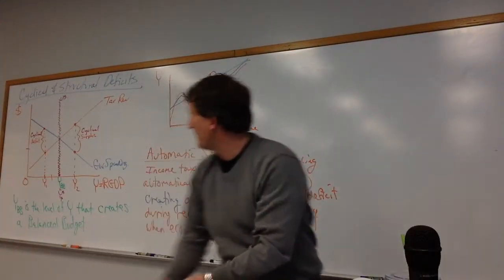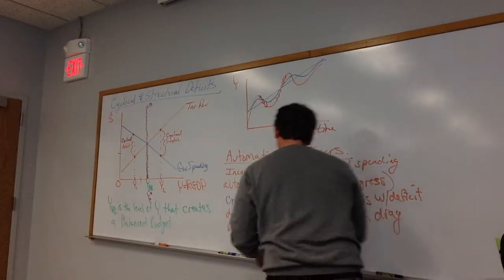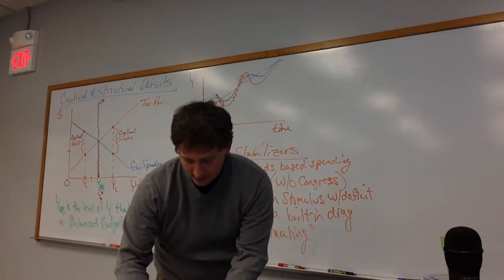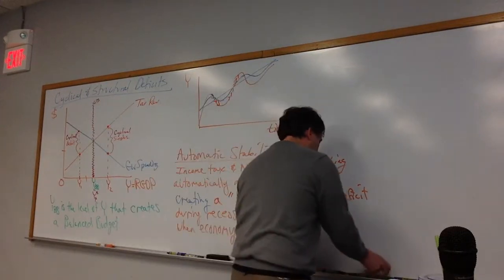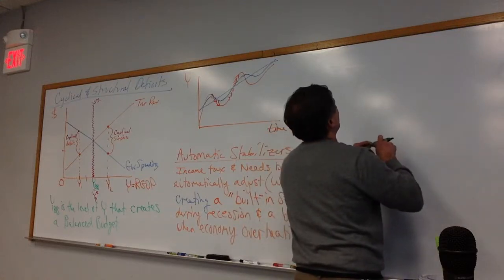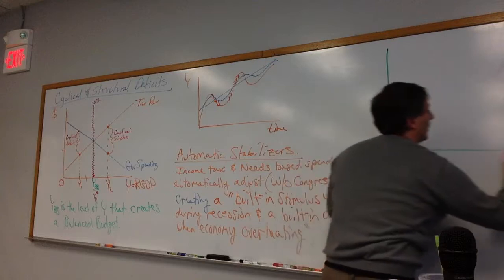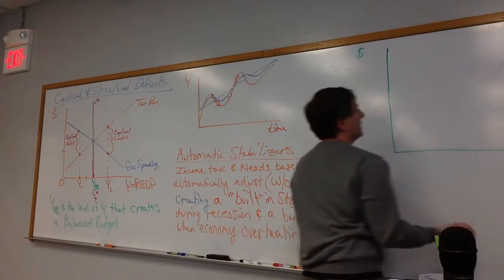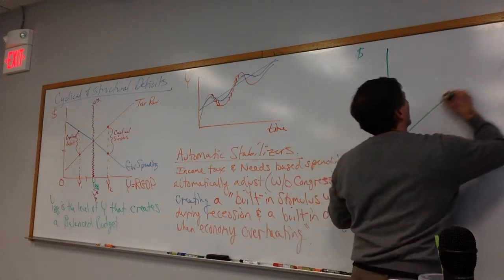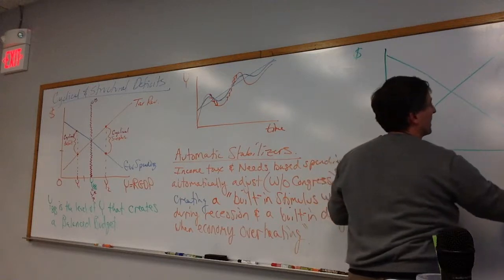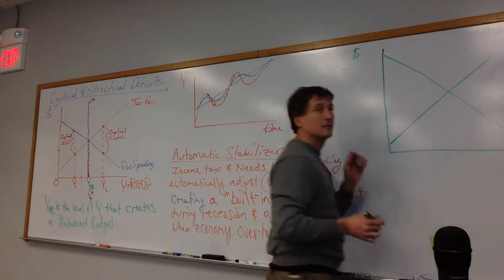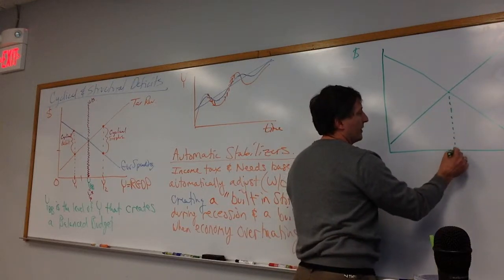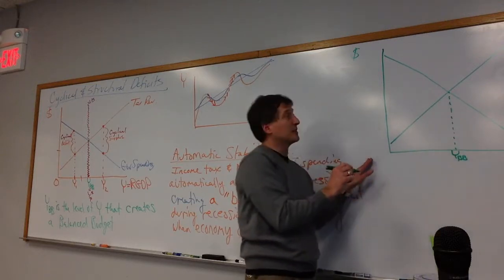All right, so new graph. Same graph, but just different ways here. So draw dollars here and real GDP here. Go ahead and draw your two lines crossing, that's fine. G and T. And we know that this is the level of GDP that would lead to a balanced budget.